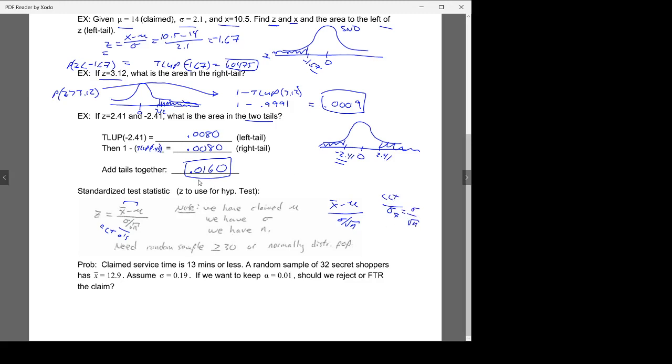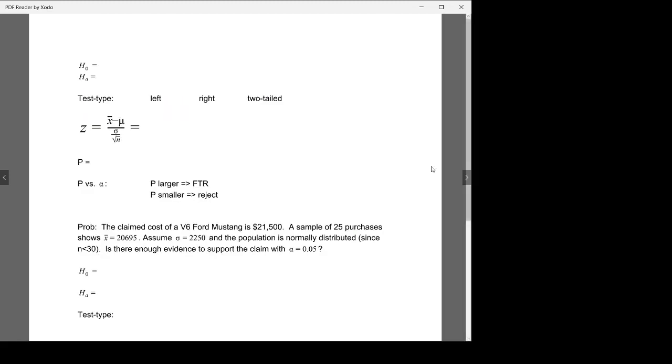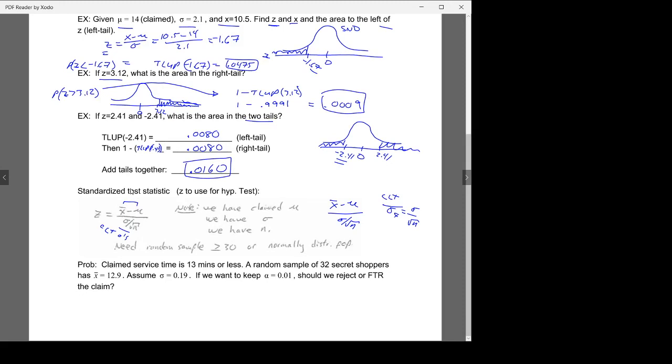Okay, so let's try a little problem here. This has a skeleton on the next page. The claim is the service time is 13 minutes or less. A random sample of 32 secret shoppers has a mean, and we're going to assume that we know sigma is 0.19. If we want to keep alpha at 1%, should we reject or fail to reject the claim? So let's see what we need to do on this next page.